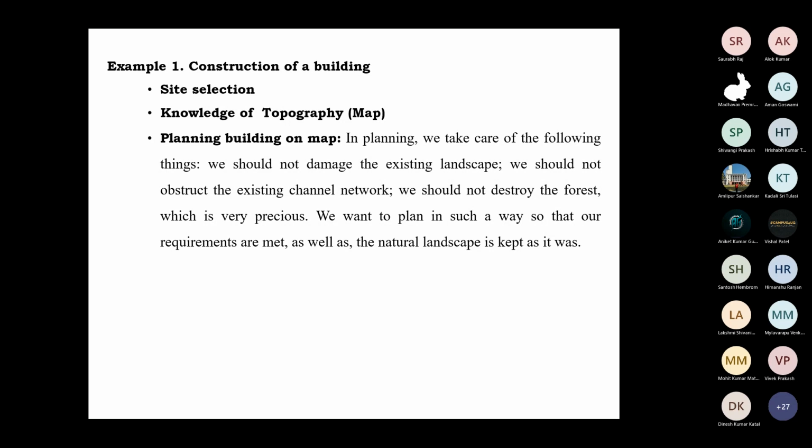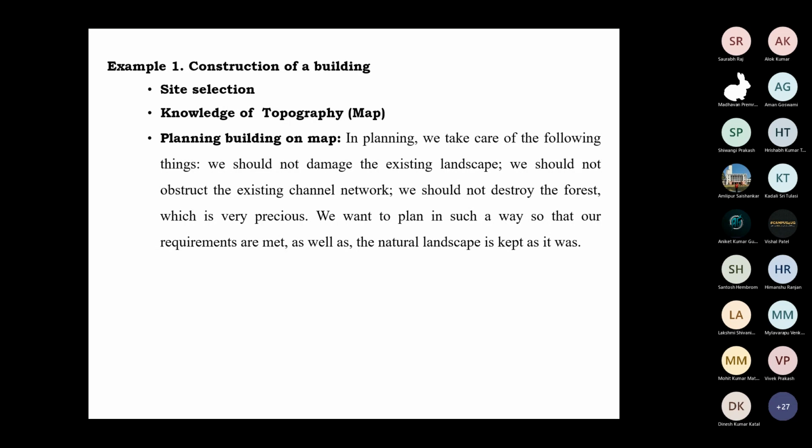So what will happen there? In planning, we take care of the following things. We should not damage the existing landscape. We should not damage the natural things there. We should not obstruct the existing channel network. We should not destroy the forest, which is very precious. We don't want to plan in such a way that only our requirements are met. We want to plan in such a way that our requirements are met as well as the natural landscape is kept as it was. What does that mean?